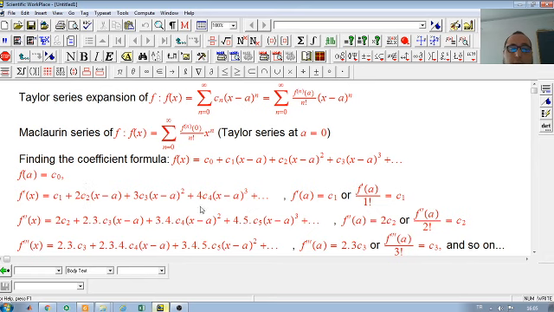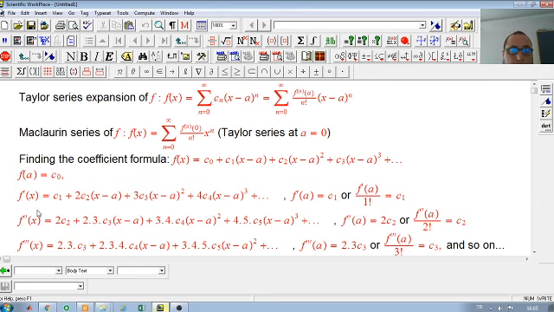So in this equation, if you put x equal to a, you can find the first derivative of f at a is equal to c1, because all terms except c1 will be 0 if you put x equal to a. And to find the formula correctly, we can write the derivative of f at a over 1 factorial is equal to c1. 1 factorial is equal to 1.